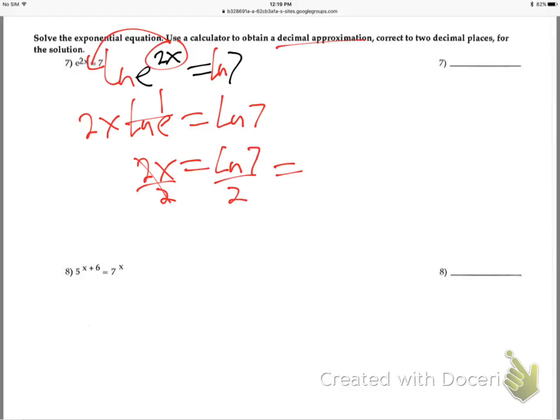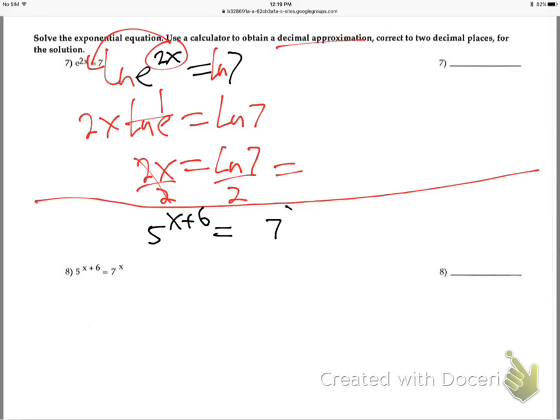All right, let's try number 8. Okay, I'll squeeze it in right here. For this one, 5 to the x plus 6 is 7 to the x. I'm going to do the same thing on this one: ln of both sides, because again, x is in the power. Both of these have x in the power. Now number 8 is going to be a little harder, though, because there's more math. So ln of both sides, bring the powers down.